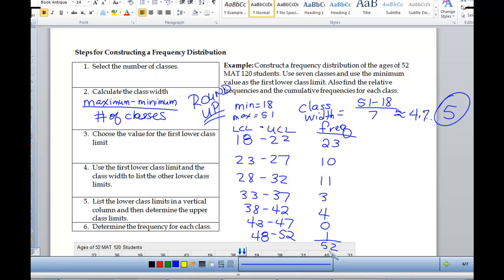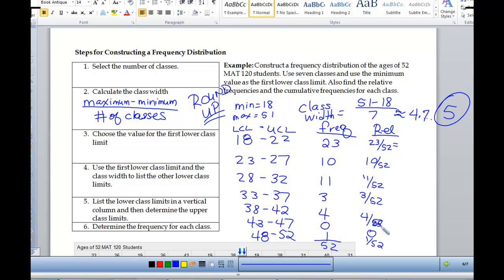So if I wanted to talk about my relative frequency, I'm going to take each frequency value divided by the total. So whatever 23 over 52 is, we would put that decimal value there. 10 over 52. 11 over 52. 3 over 52. 4 over 52. I can tell you this one is 0. And then 1 over 52. Percentages and relative frequencies, you're probably fine. And again, you can write that as a decimal or as a percentage.